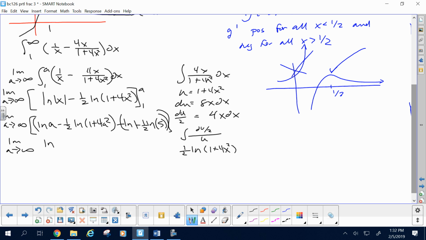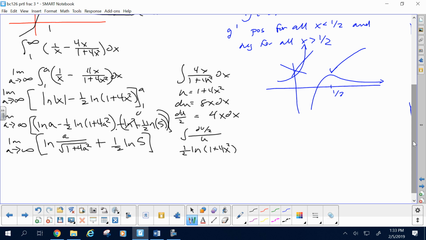Log of a over the square root of 1 plus 4a squared, minus, this is such a mess, I don't even know what I wrote here. What does this say? Oh, that's log of 1 is 0, and that's minus negative, so that's plus 1/2 log of 5. You follow? Are you with me? Yes. Okay, here we go.